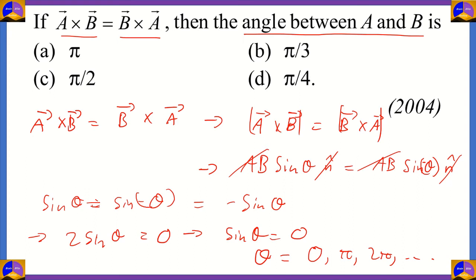So basically the condition is 2n pi. If you look at the given options, you can see that option A is the closest answer to the value of theta. So the angle between A and B, if A cross B equals B cross A, is option A, pi. So pi is the correct answer to this question asked in 2004.